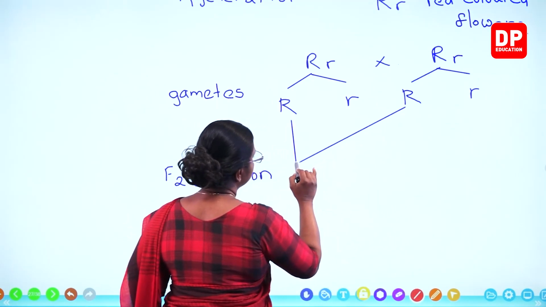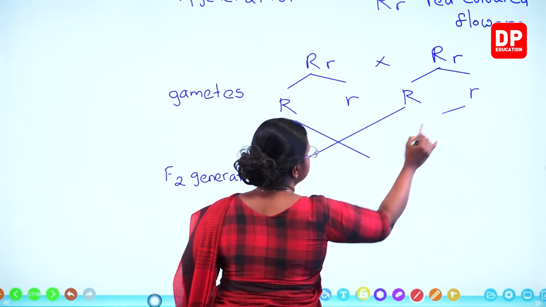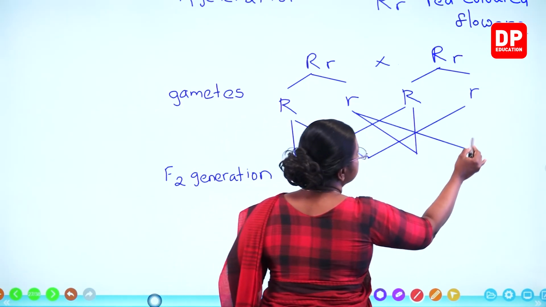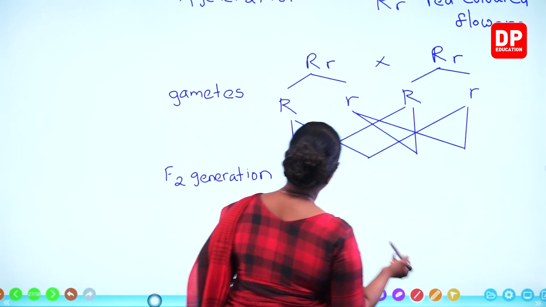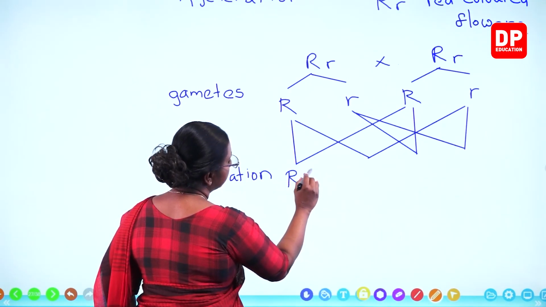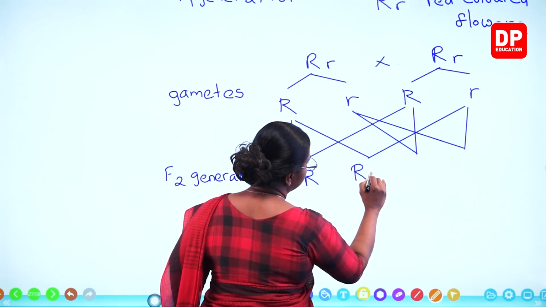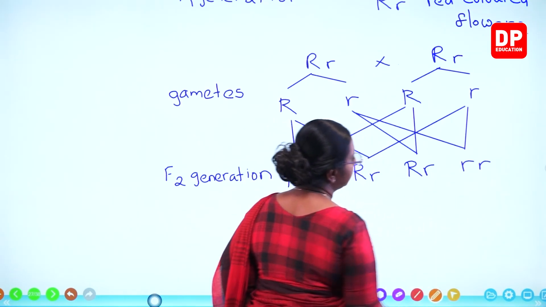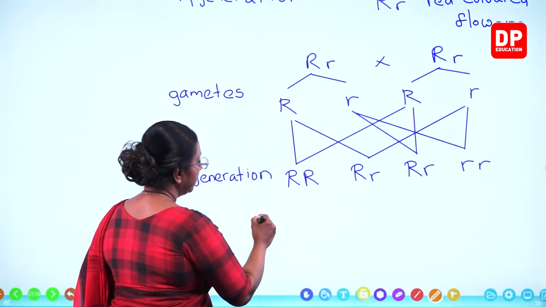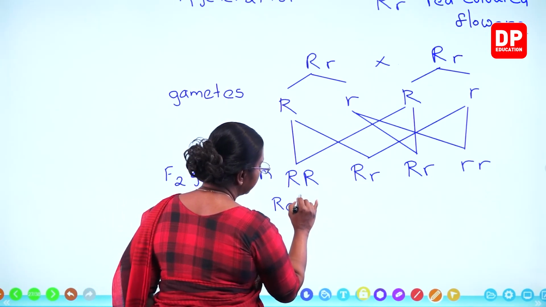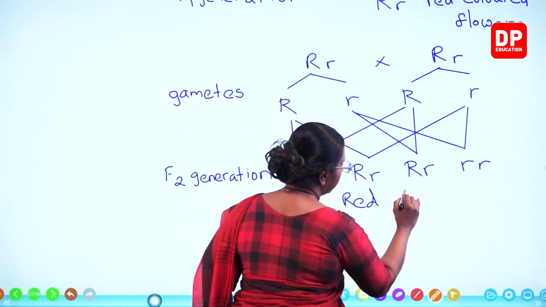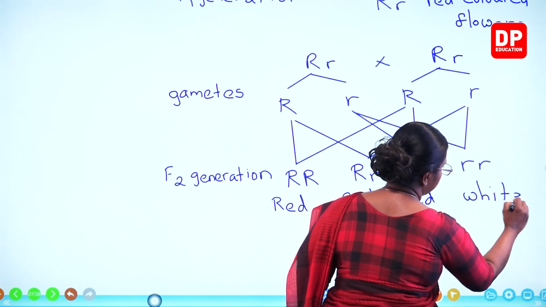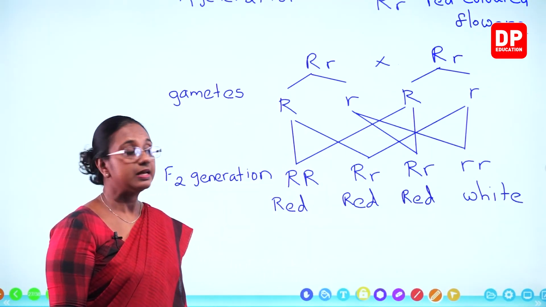Capital R with capital R, capital R with simple R, simple R with capital R, simple R with simple R. So here this is going to be red, red, red and white. So that is the normal Mendel ratio.